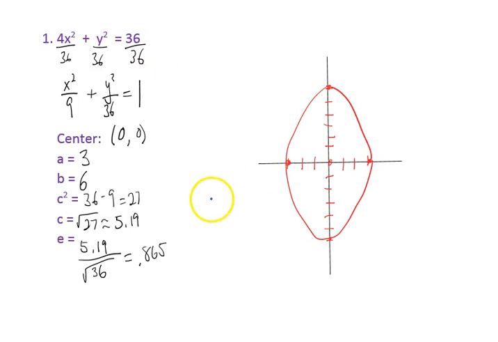Alright, you also want to put in your focus points, and so that's why I wanted that 5.19 right here, because my focus points are going to be on my major axis, and in this case that's vertical, and I need to plot them. So 5.19, I'm going to say, is about right in here. You're just guessing, to be honest, but you want to get as close to that number as you can. So I would go down 5.19 to the best of my ability and put another one, to show where the focus points are. So there's my focus points, there's my sketch.